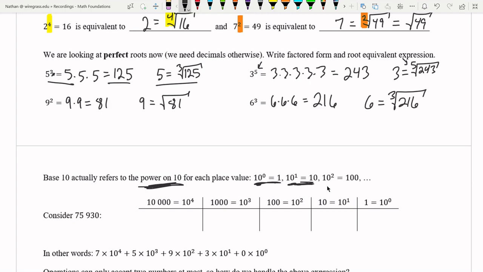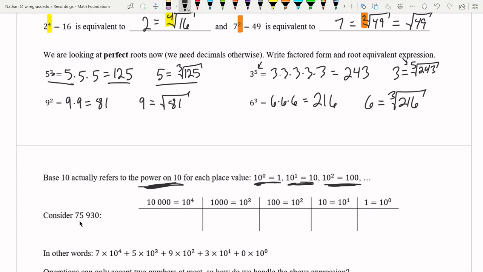10 squared, 10 times 10, is 100. So that's going to be the hundreds place. 10 cubed is 10 times 10 times 10. That's 1,000, the thousands place. And 10 to the 4th power is 10,000. Then the 5th is 100,000s, and so on.